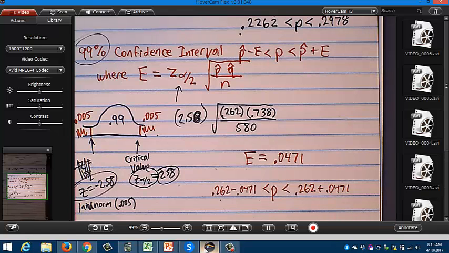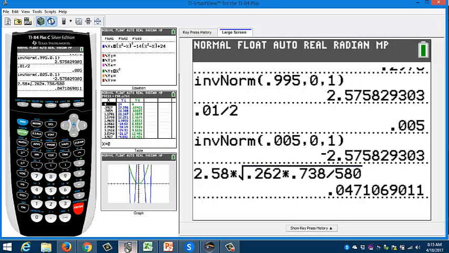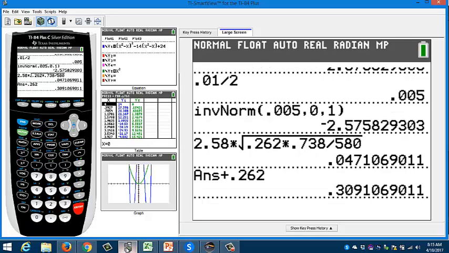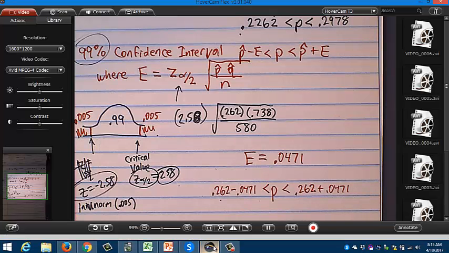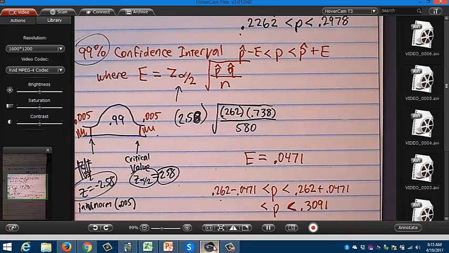Let's see. If I take the 0.262 and add the 0.0471, let's do that. Well, there's the 0.0471. So let me add the 0.262 to that. You're right, I'm above 30%. 0.3091 is the upper bound of the confidence interval.